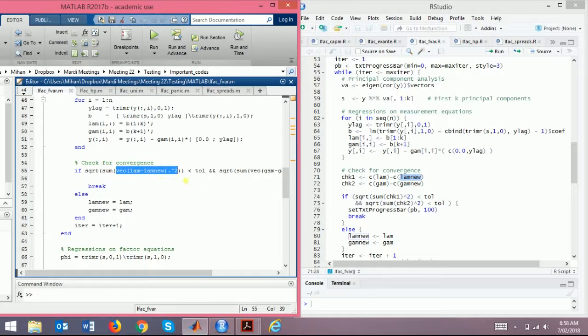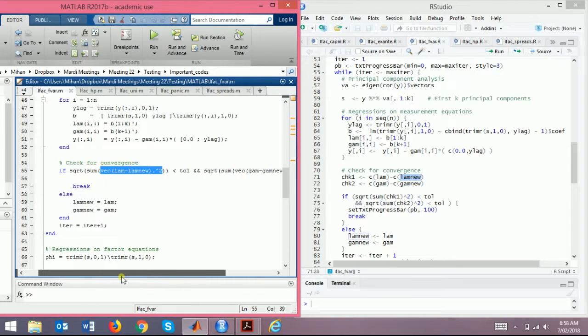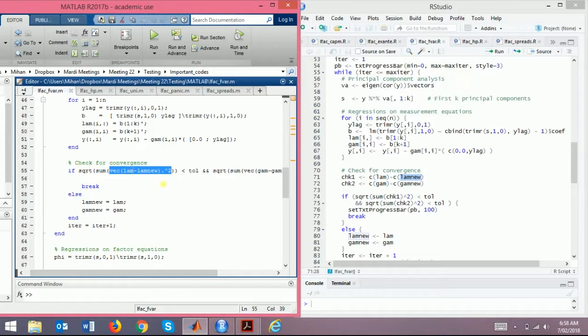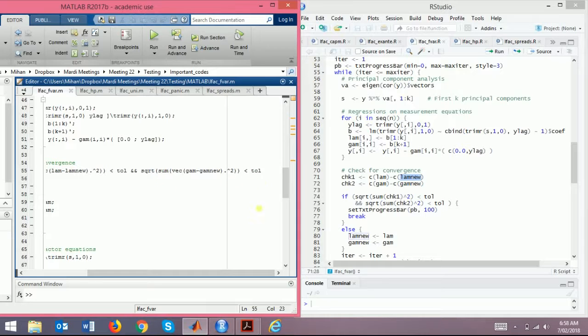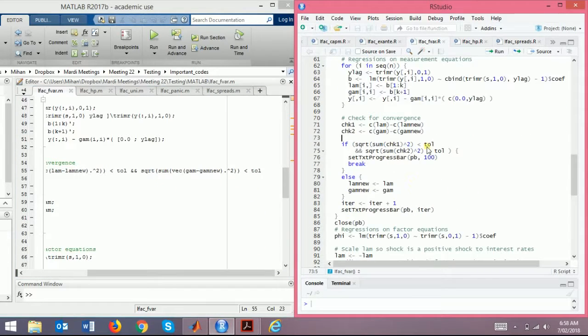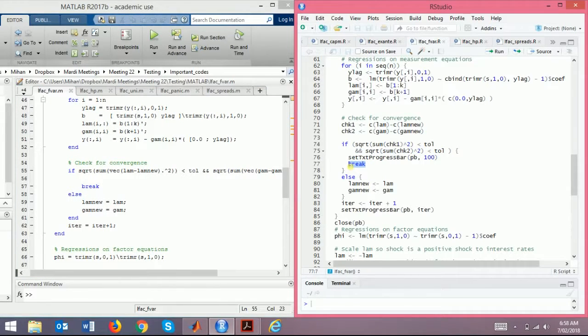If the summation is less than tolerance, default tolerance, the square root, all right, and the square root is gone. Summation squared, square root is less than tolerance, and square root of gamma is less than tolerance. If this is less than tolerance, for lambda and for gamma, then we will simply break the if else function. Up until is less than tolerance, we'll simply break. Remember, we are in a while loop.